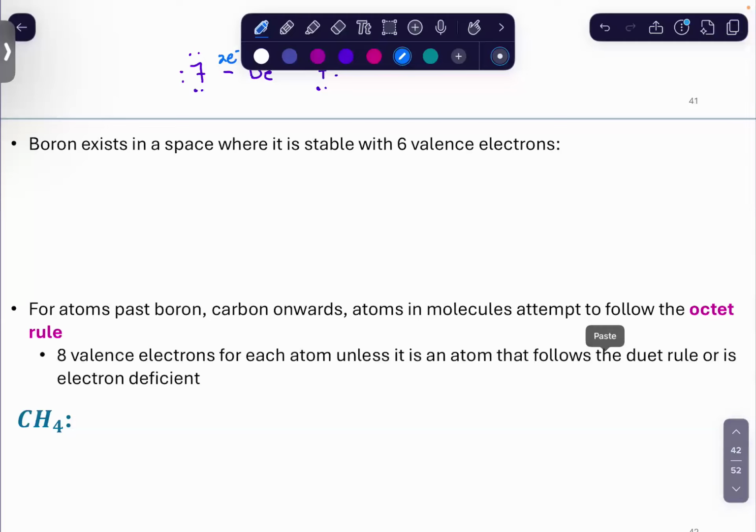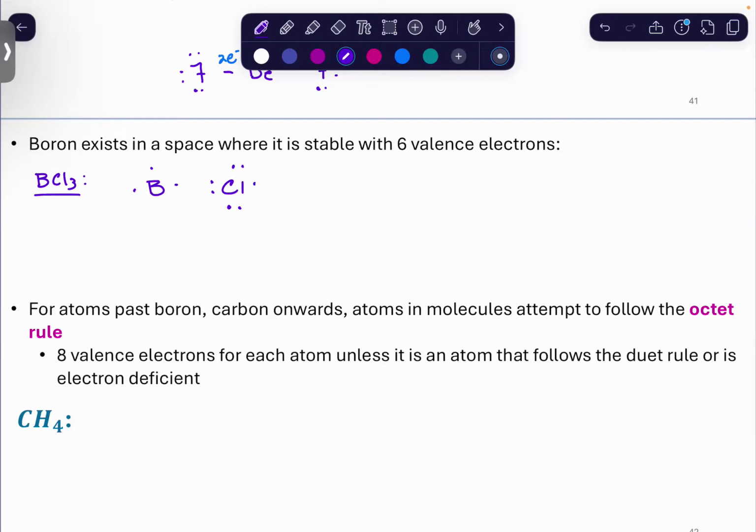Boron has kind of its own rule. It exists in a space where 6 valence electrons are good for it. So let's take, and again, remember, all of this is to create a stable molecule. All of this is to create stable molecules at the lowest energy possible. So boron has 3 valence electrons. Chlorine has 7.